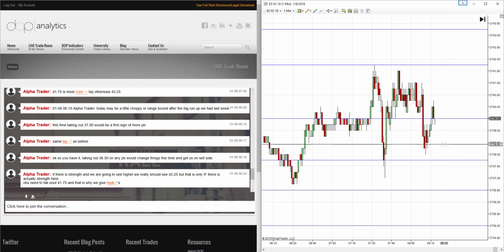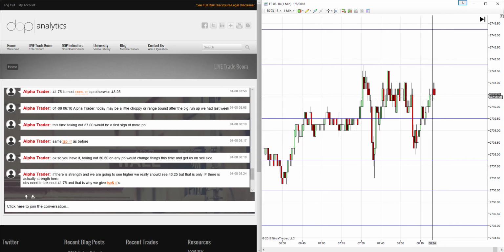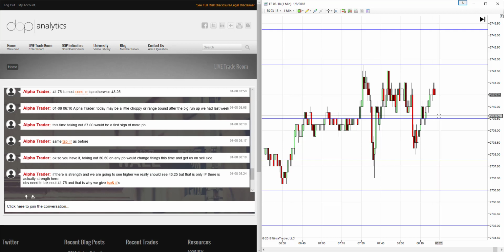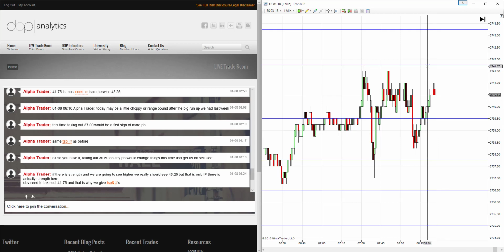Then at 24, which is right here, if there's strength and we're going to see higher, we really should see 43.25, but only if there is actual strength. Generally what we want to watch for is an increase in volume, and obviously the most obvious sign is price increasing. I've got candles here, but you can use bars or whatever type of charts you want. We're interested in price, not the chart type. We just want to see price continuing to make higher highs. So we need to take out this 41.75, and that's the only way that's going to happen.